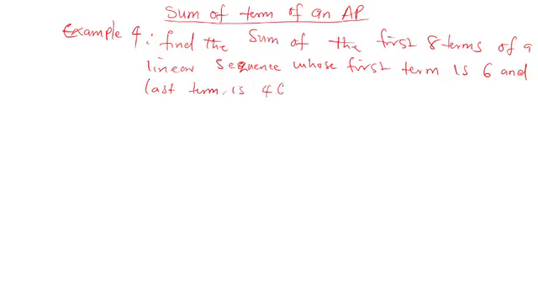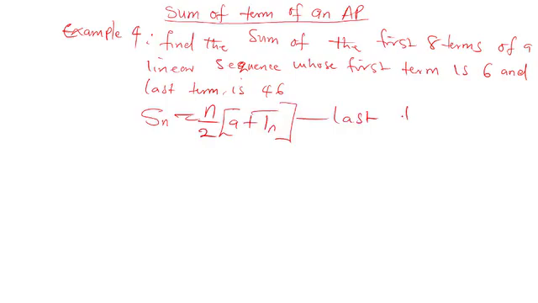The formula for the sum of terms can be written as Sn equals n over 2 in bracket 2a plus (n minus 1)d. But when the last term of a sequence is involved, the formula changes to n over 2 in bracket a plus the last term. This is the formula to use when you are given the last term of a sequence.